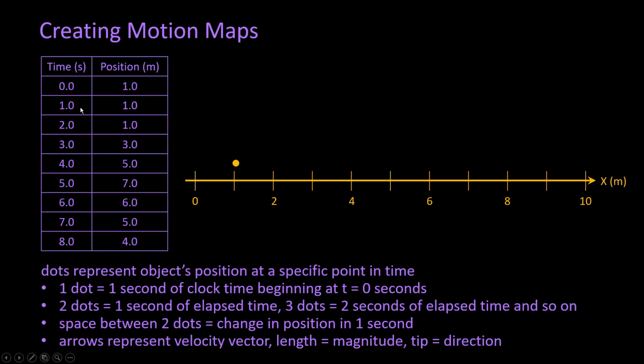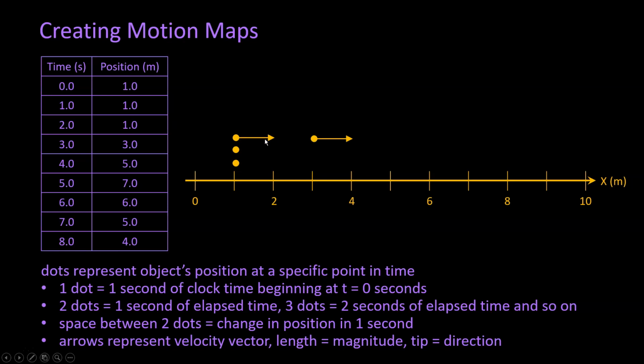Notice a second later, at 1 second, it's still at 1 meter. So I'm going to stack the dot. When something's not moving, we stack the dots. At time equals 2 seconds, it's also at 1 meter. But notice at 2 seconds, it starts moving because at 3 seconds, it's at 3 meters. So we're going to add our velocity arrow pointing to the right, showing that the object's moving to the right. And we're going to put in our next dot at 3 meters.